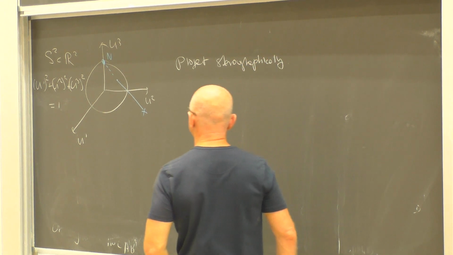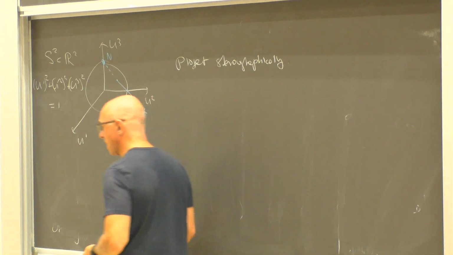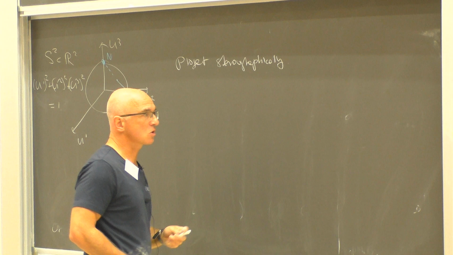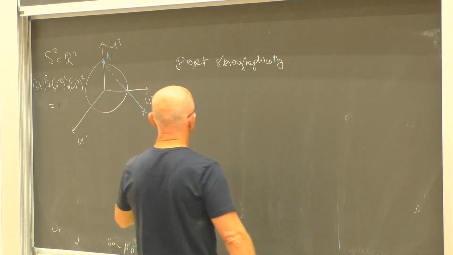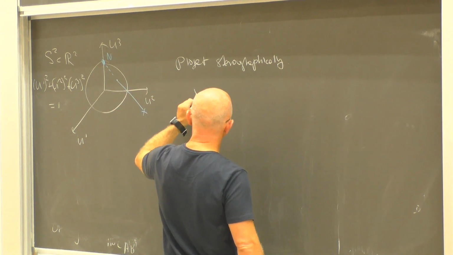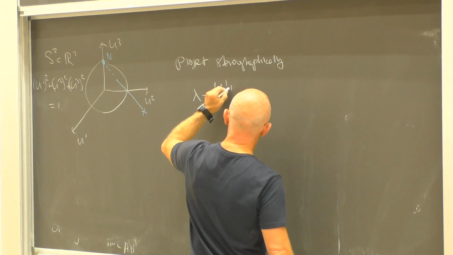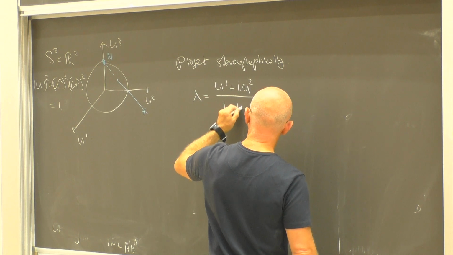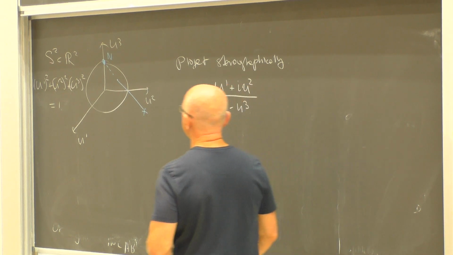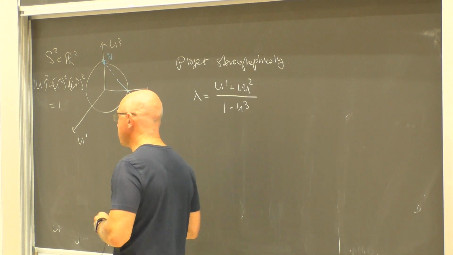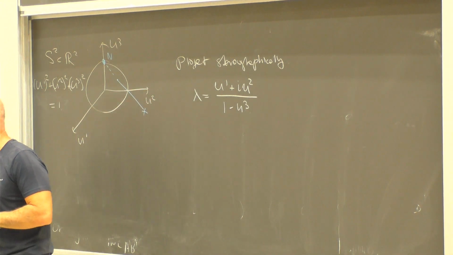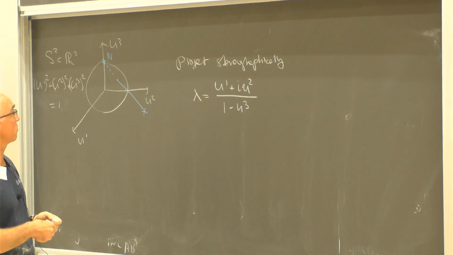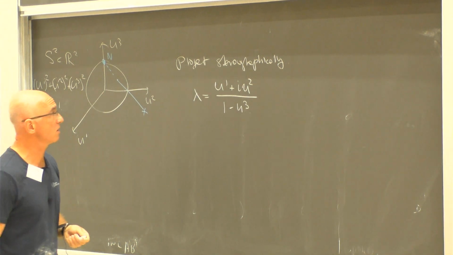You project it onto a plane, and then you identify this plane with a complex plane. So what is the complex coordinate on this plane? Well, you can work it out to be lambda, which is U1 plus i U2 divided by 1 minus U3. But by doing that, you have missed one point. You have missed the point where U1 and U2 are both 0 and U3 is 1. So you've missed precisely the North Pole you're projecting from.